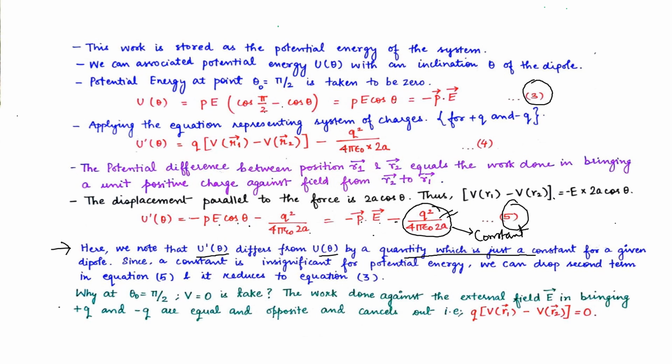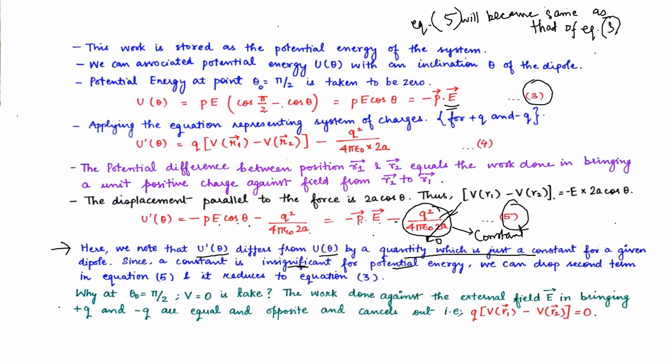Since a constant is insignificant for the potential energy, we can drop the second term in equation 5 and it reduces to equation 3. If we neglect it and make it 0, equation 5 will become the same as equation 3.